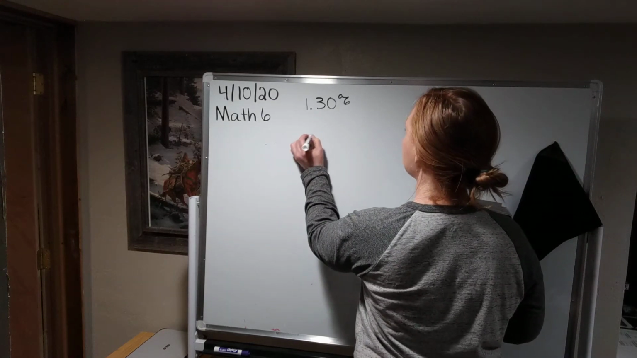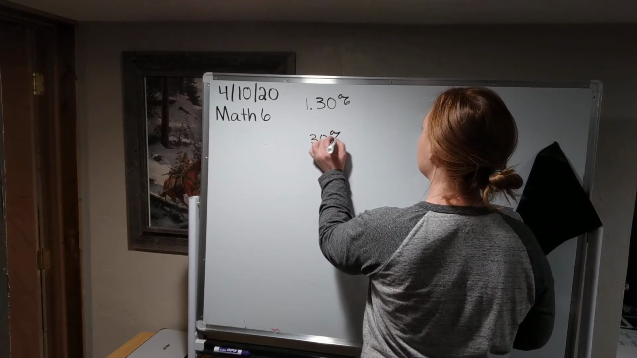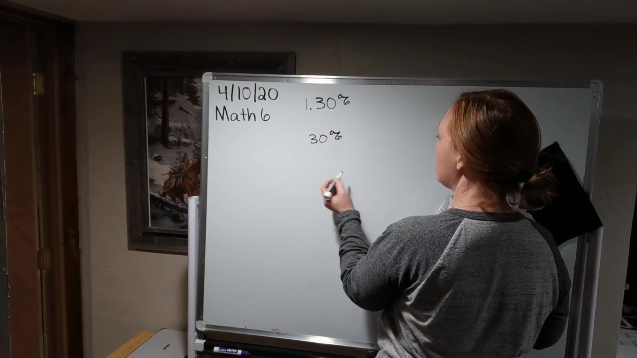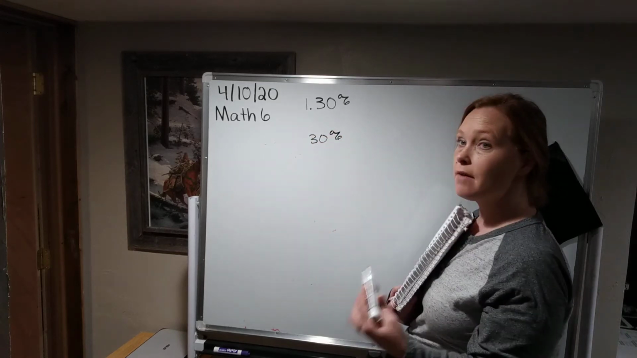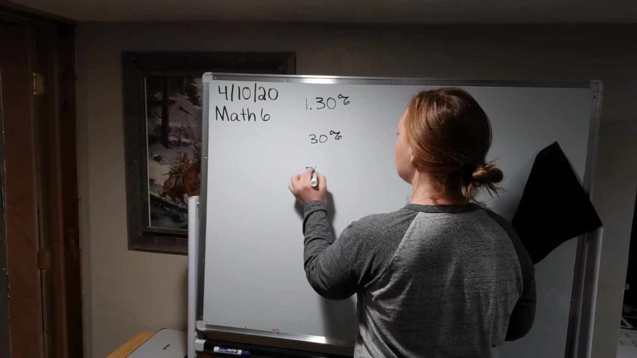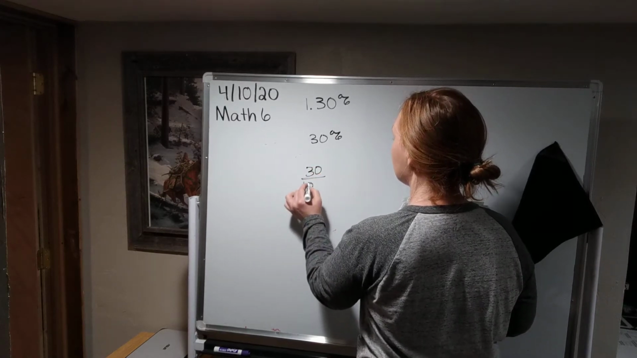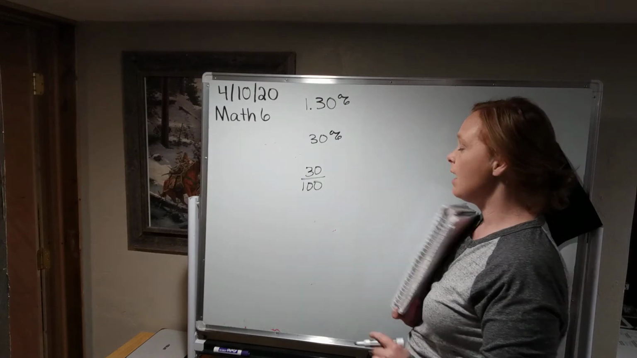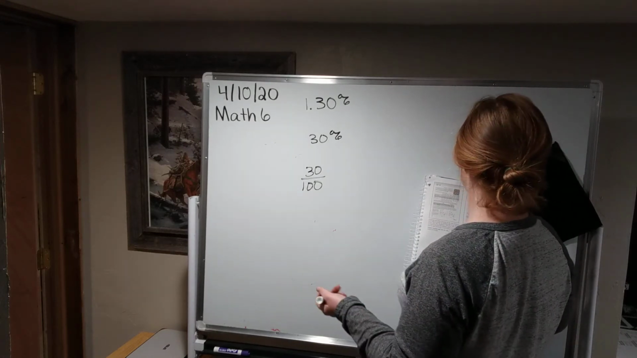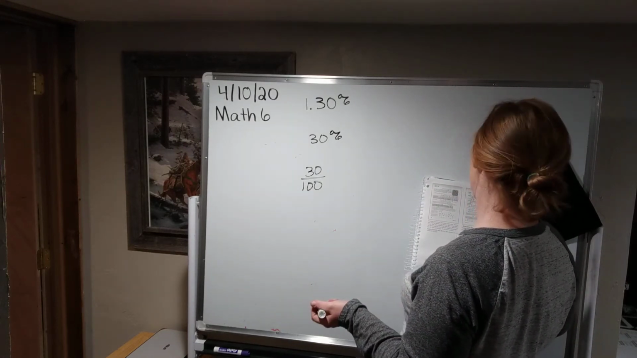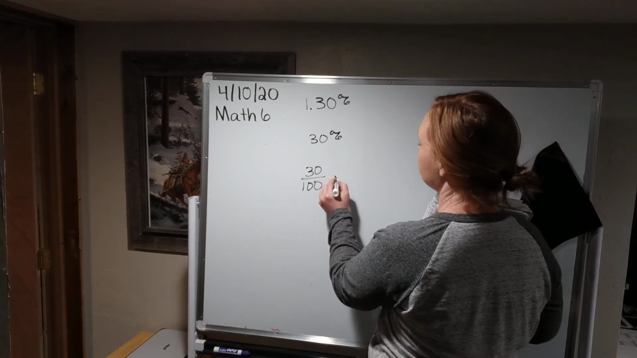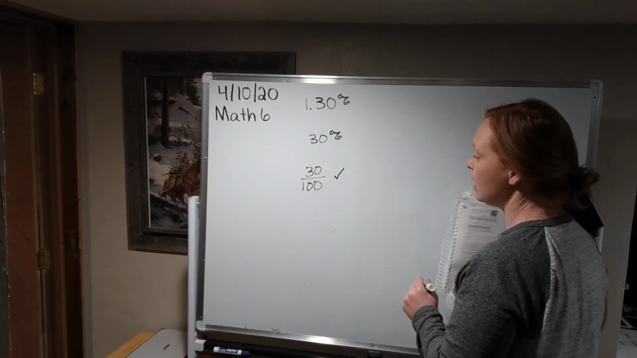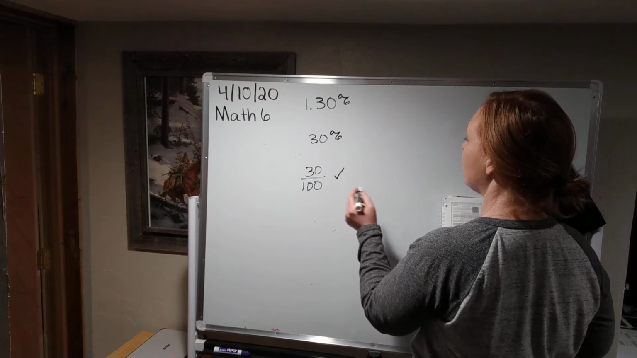So I'm going to take my 30%, and I'm going to say, well, 30% of 100 would be 30 100ths. Now, when I write this ratio, they're not having you reduce it. That's all you have to do. That's your ratio. Then we're going to write it as a decimal.